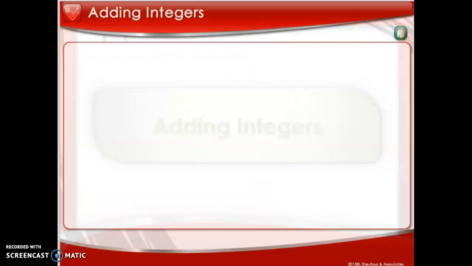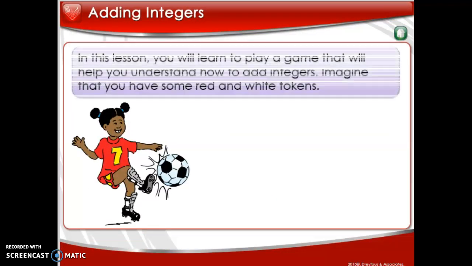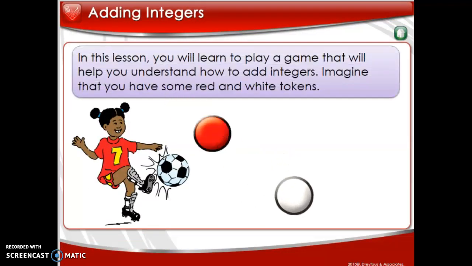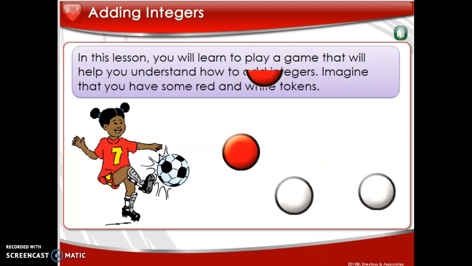Adding integers. In this lesson, you will learn to play a game that will help you understand how to add integers. Imagine that you have some red and white tokens.